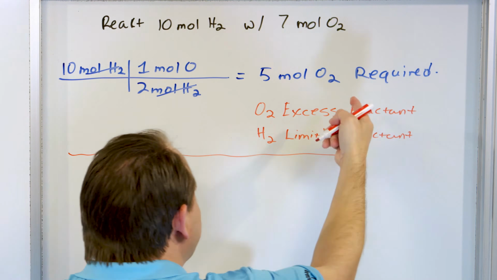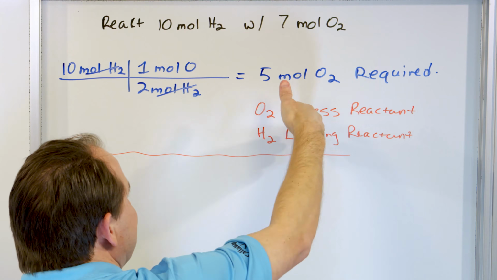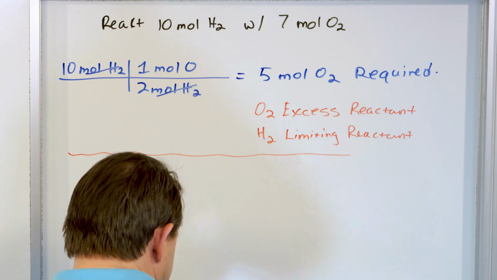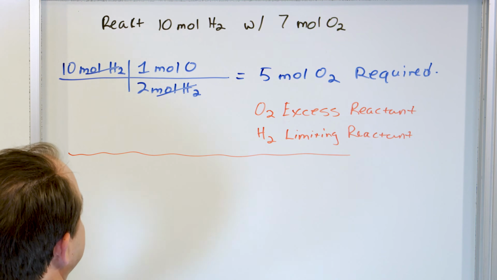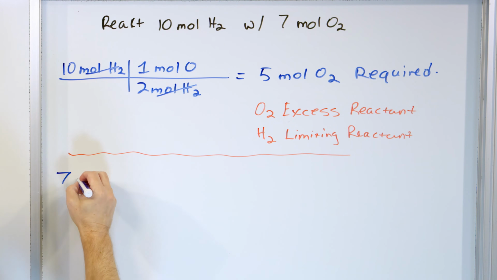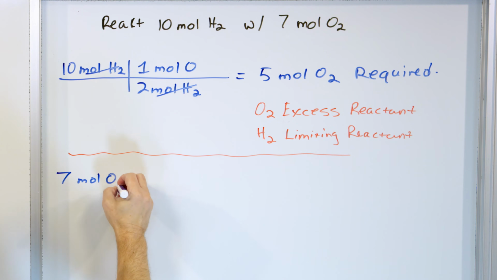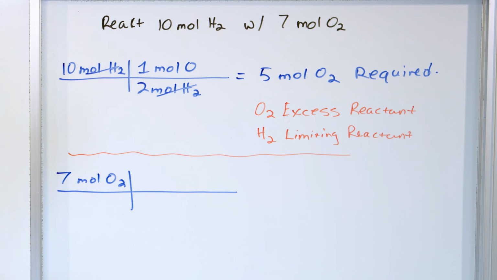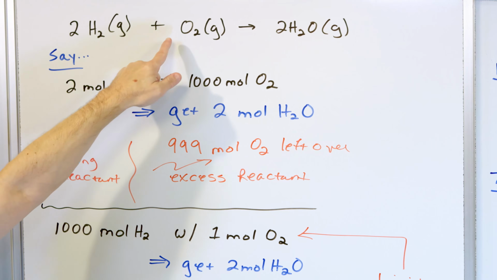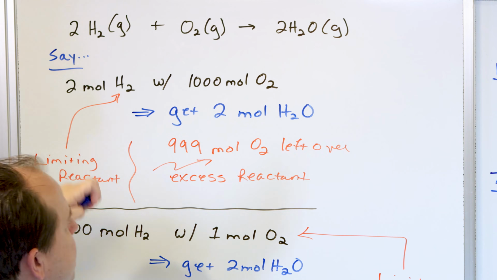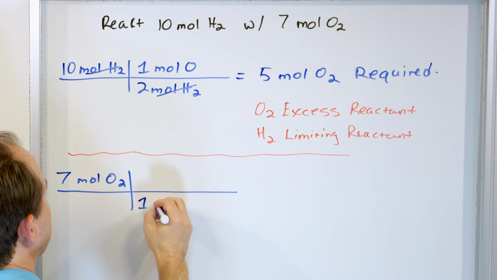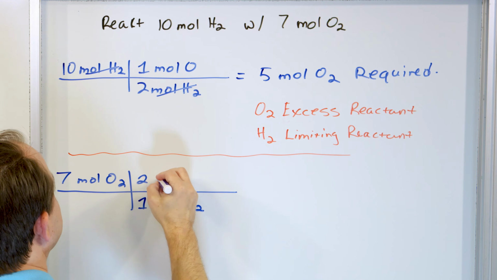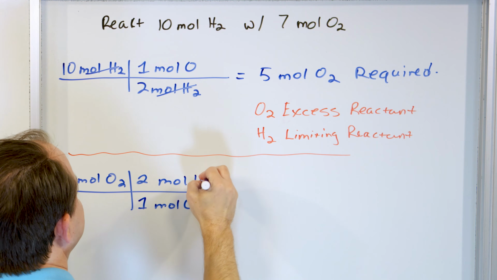Now, we've determined the answer to this. We figured out which one is the limiting reactant just by using this, but we can use the other piece of information too. You can calculate it multiple ways. Let's start with 7 moles of oxygen instead of with the hydrogen. How many moles of hydrogen will be needed to react with that? 1 mole of oxygen for every 2 moles of hydrogen.